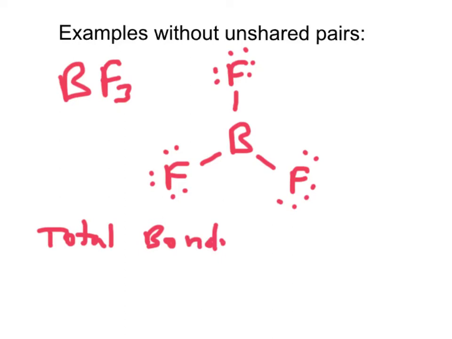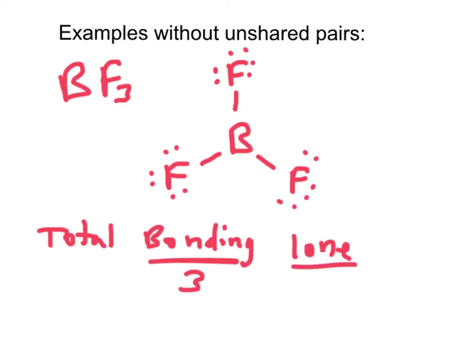I'll make a little table here. So for bonding areas we have 3. Lone pairs on the central atom only we have 0. So that gives us a total of 3 electron areas around the central atom. The best way to get 3 electron areas as far apart as possible is to have them all in the same plane, 120 degrees apart. So the angle that we have right here would be 120 degrees.